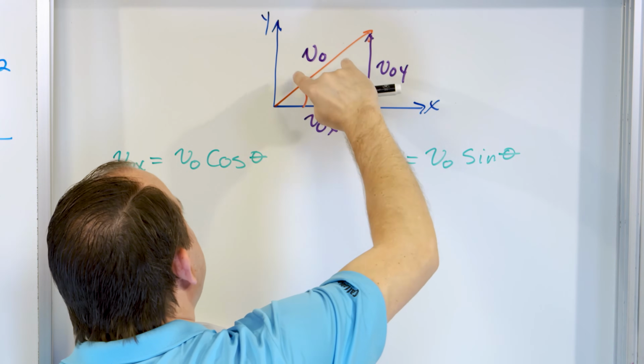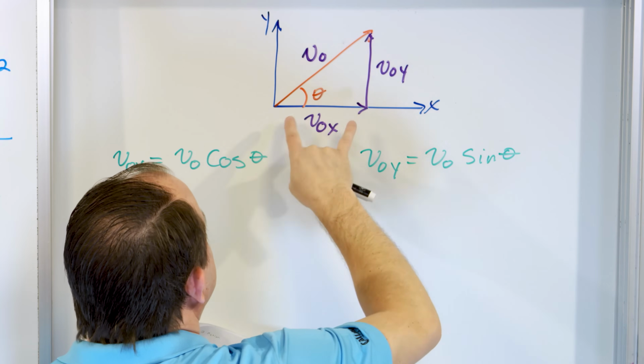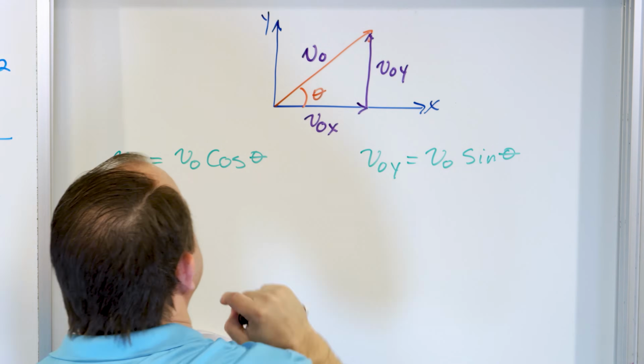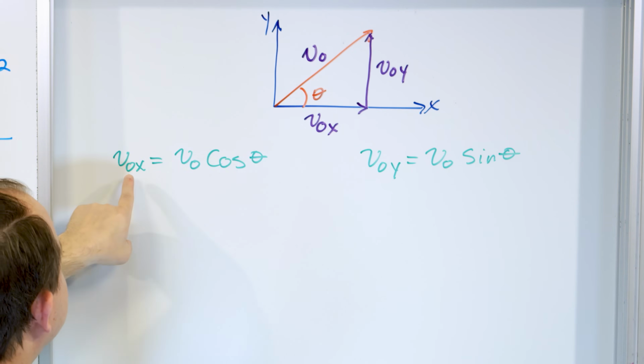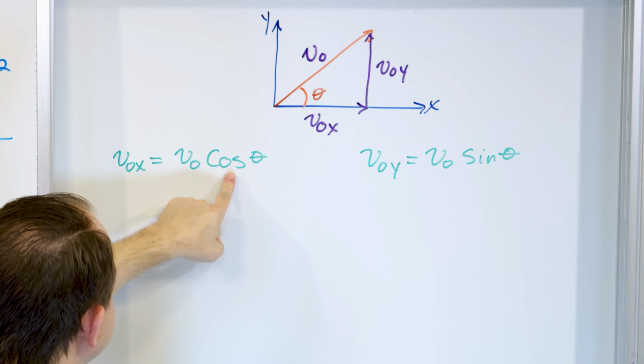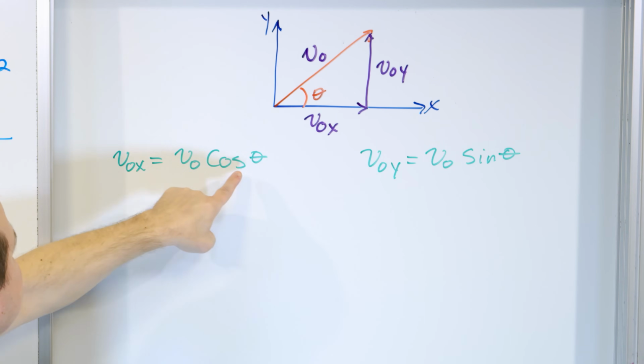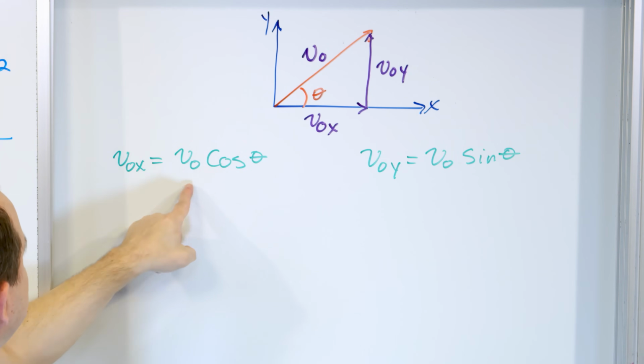So then the adjacent side is going to be equal to the hypotenuse times the cosine of theta. In other words, cosine is equal to adjacent divided by hypotenuse. So if you were to divide this over, the cosine would be the adjacent side here divided by the hypotenuse.